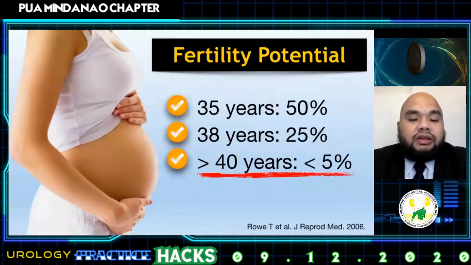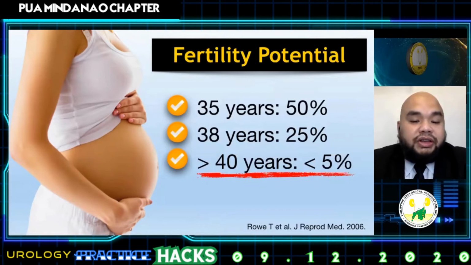And always consider the age of the female partner in offering treatment options for these infertile couples. You may offer surgery in men with younger female partner and assisted reproduction in men with an older female partner.